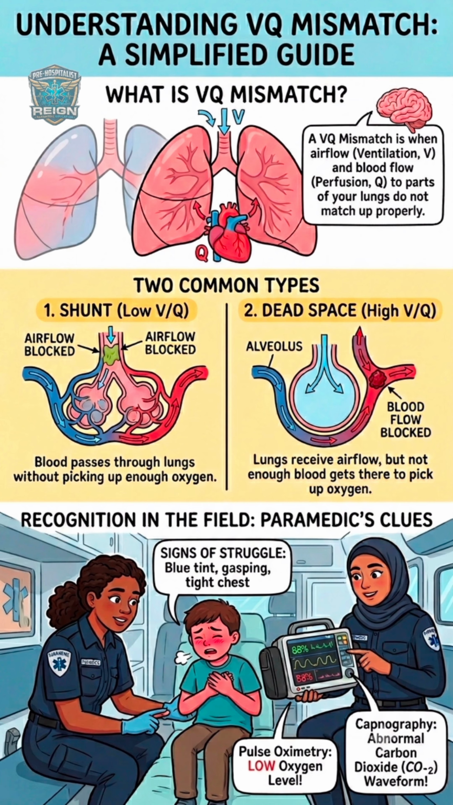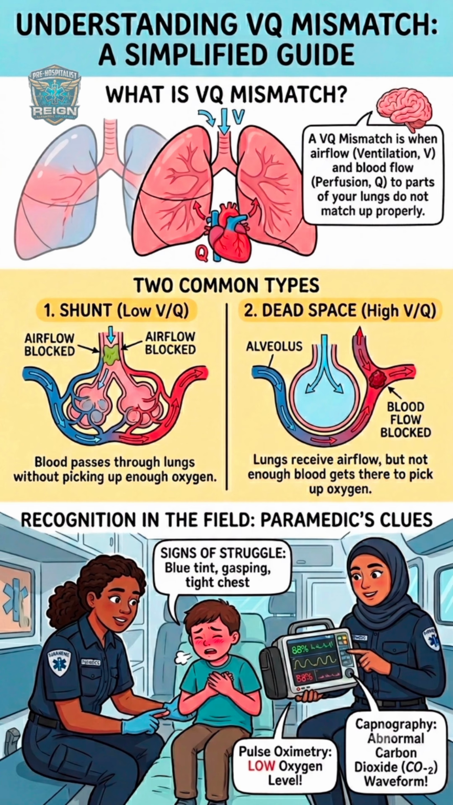Why this matters in pre-hospital medicine. When a paramedic arrives in an ambulance, a VQ mismatch is an immediate emergency. If the body cells don't get oxygen, organs start shutting down fast. What makes it tricky for paramedics is that both types of mismatch make the patient look exactly the same at first glance. The patient will be gasping for air and turning blue.